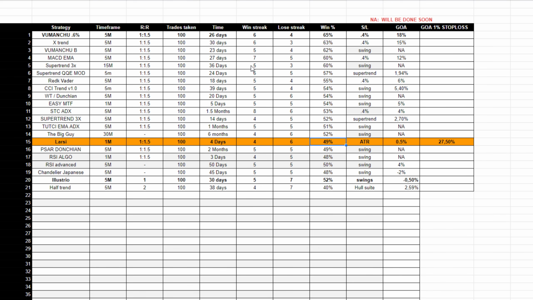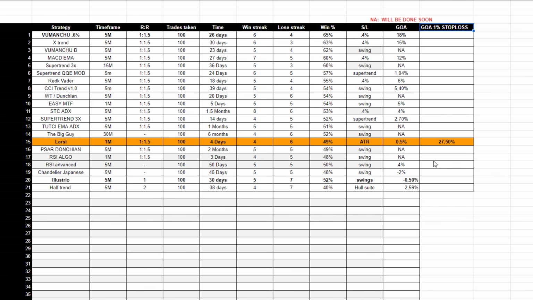So after doing 100 trades in only 4 days on the 1 minute chart, we had a win percentage of 49%. With a gain on account without leverage, it would be 0.5%. But if we filled up the stop loss to 1%, we would have had a gain on account of 27.5%, which is really great in 4 days, just saying. I just added this extra column, so I'm going to calculate the other ones after this video. But yeah, this is for 1 minute chart scalping. I really like it. It's not bad.